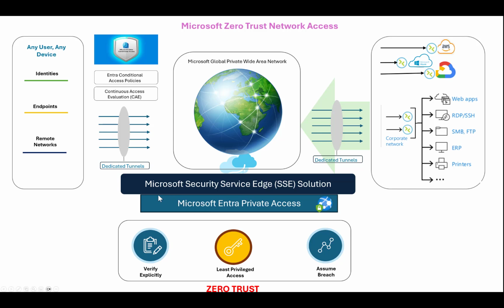Now, obviously, Microsoft has a Microsoft Security Service Edge solution. Microsoft has a huge network, which is the Microsoft Global Private Wide Area Network spread across the globe. So that means the solution is scalable to your geopolitical requirements, right? It's not just confined to one location, and you can extend the benefit of these services to your users in any part of the world, which makes it very impressive without any additional tremendous efforts, right?